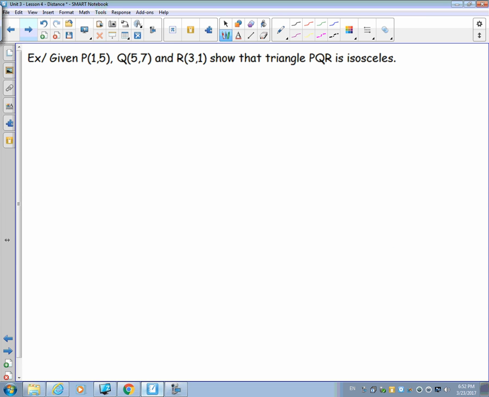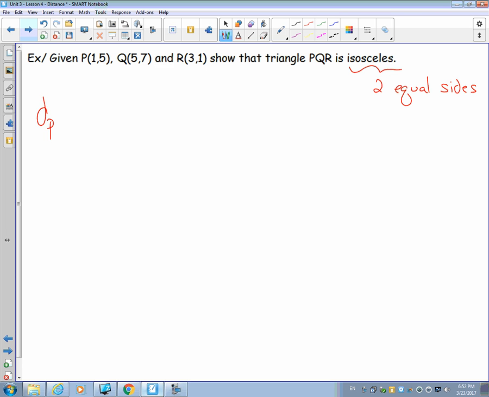So, given these three vertices, P, Q, and R, show that the triangle PQR is isosceles. What does that mean? Isosceles means two equal sides. What does it mean by equal? They have to have the same length. Length, well, that's another word for distance. So I need to find my distances of the sides, the distance between the points.